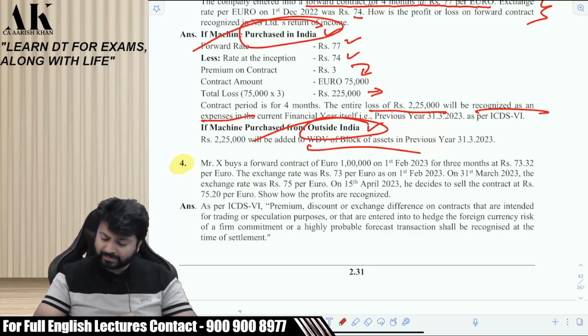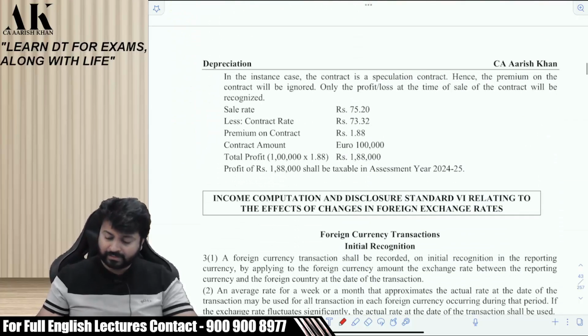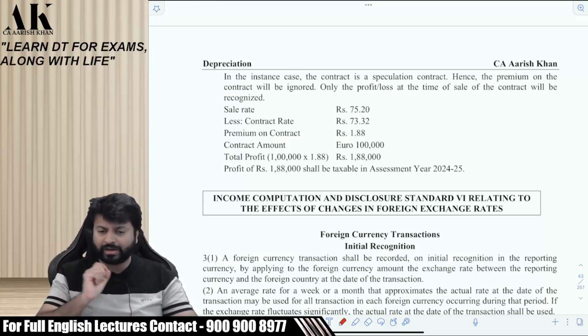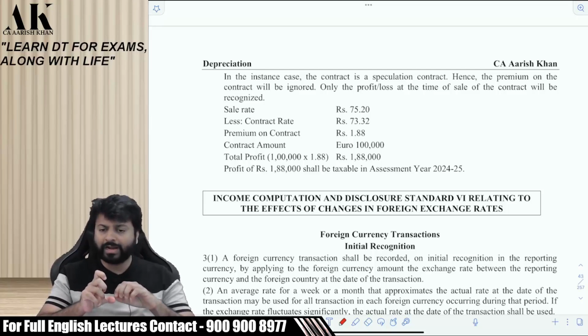As per ICDS 6, premium, discount or exchange difference on contracts that are intended for underlying trading or speculation purpose, or that are entered into to hedge the foreign currency risk of a firm commitment or a highly probable forecast transaction, shall be recognized at the time of final settlement. Now, what do I mean by this? Next line on the next page. In the instant case, since the contract is an underlying speculation contract, which contract is it?